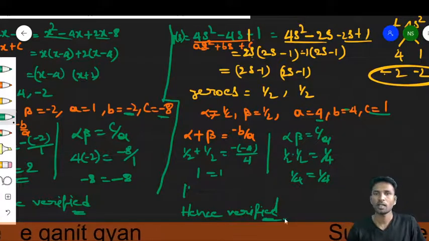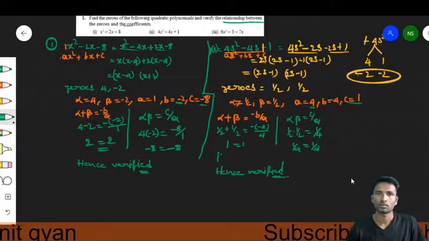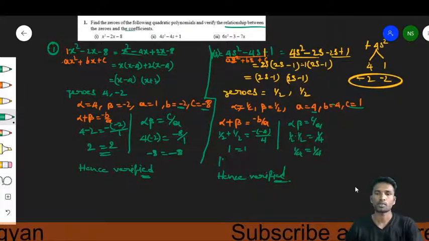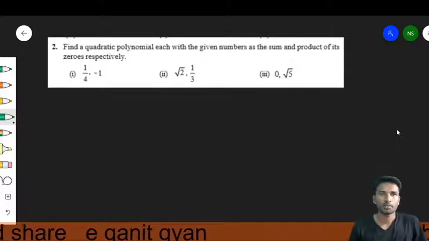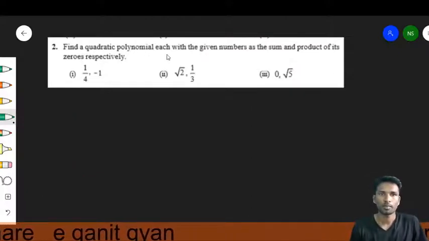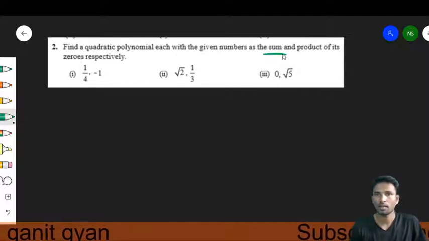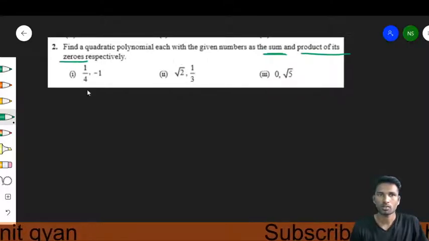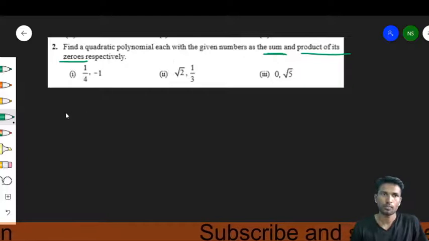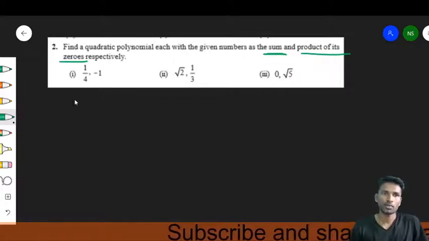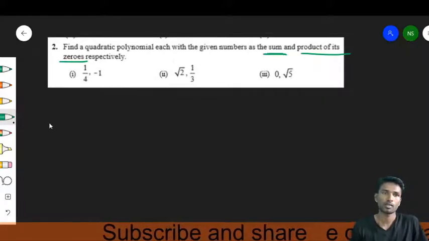Like that we will try to find out the solution. Just have a look and we will proceed. And now we are having question number 2. Find the quadratic polynomial each with given numbers as the sum and product of its zeros. First number is the sum of the zeros, second number is the product of zeros. Okay, they have given sum of the zeros, they have given product of zeros.